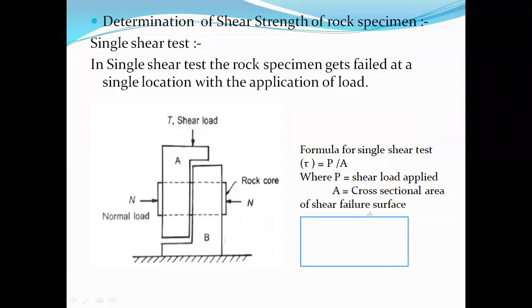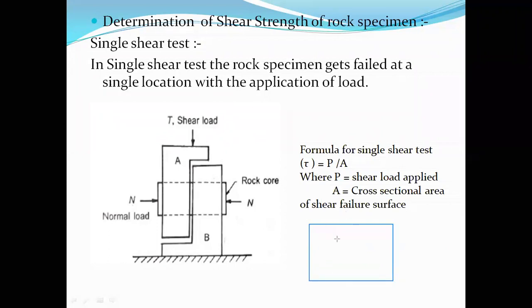Suppose there is a failure plane. The forces which are acting are like this, one like this and another one like this. So these are called the shear stresses. Okay, so the first one is what?